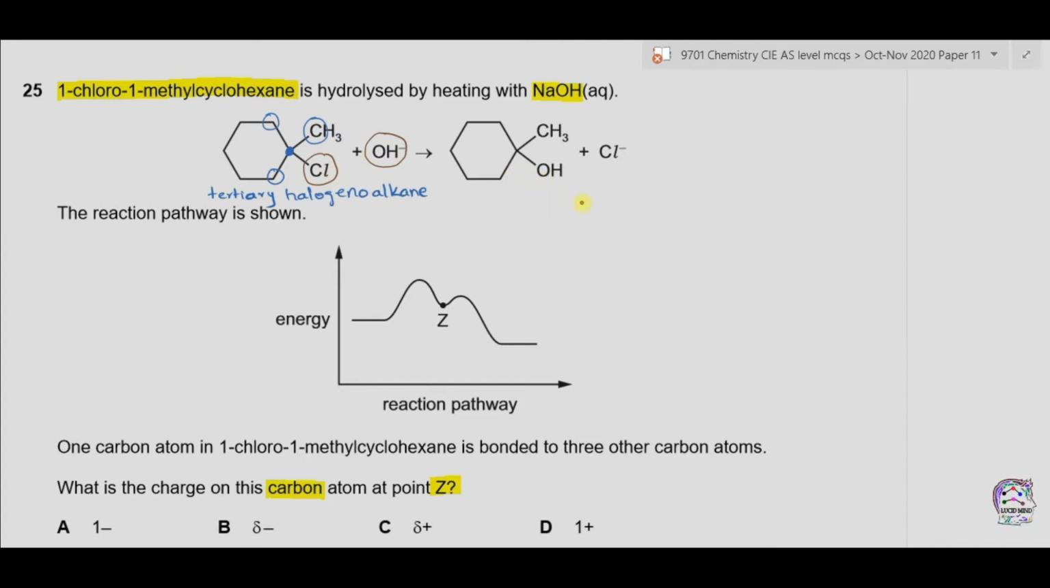The nucleophilic substitution of tertiary halogenoalkane takes place in 2 steps. In the first step, what happens is that carbocation is formed. In the second step, the carbocation will react with Cl negative to form substituted product.